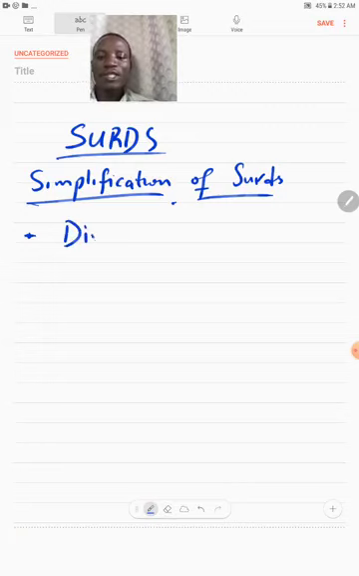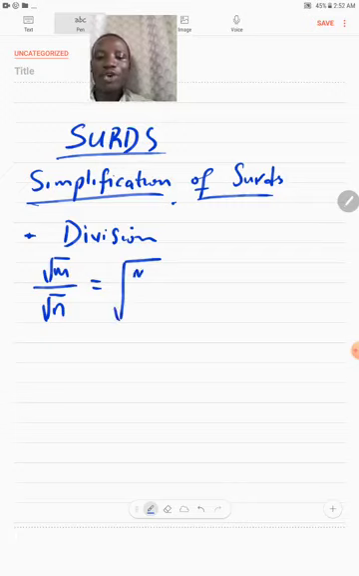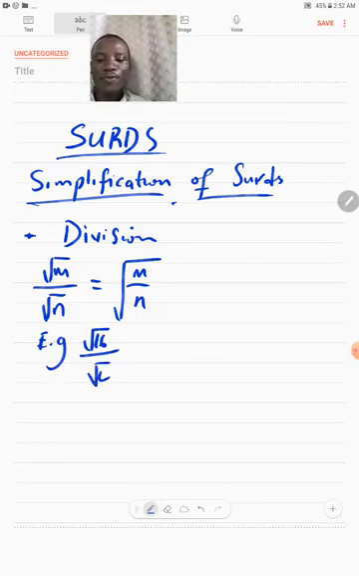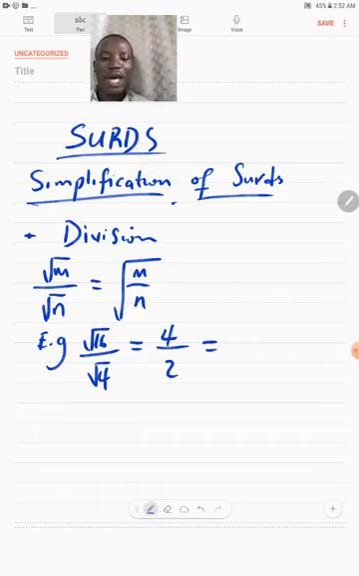It's very important. In division, we say if we have root m over root n, this will mean the same as all root m over n. And the same number that I used as an example in multiplication can also be used for this. We can say, for example, root 16 over root 4. If I do this separately, square root of 16 of course will give me 4, square root of 4 will give me 2, and this answer will be 2.